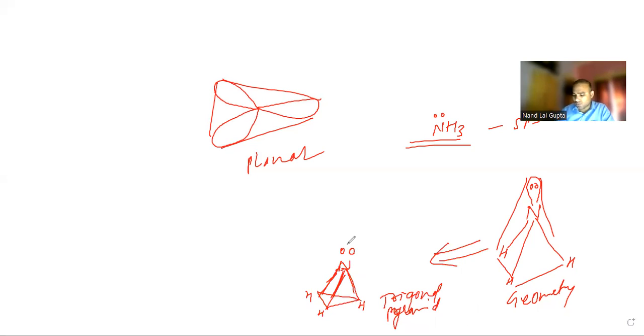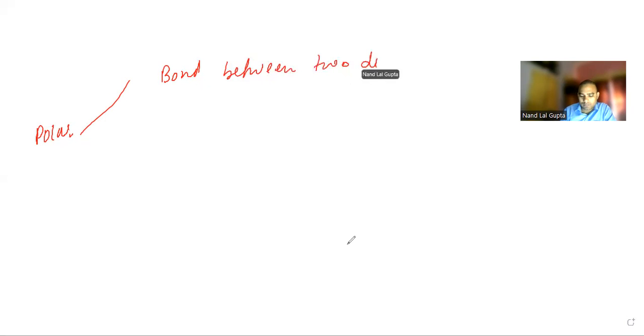Which molecule is non-polar? That we need to understand. Arav, if you talk about polar and non-polar. Polar means a bond between two different atoms. That is called polar. Non-polar means between the same atom.